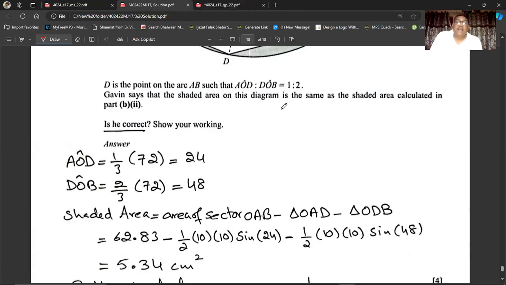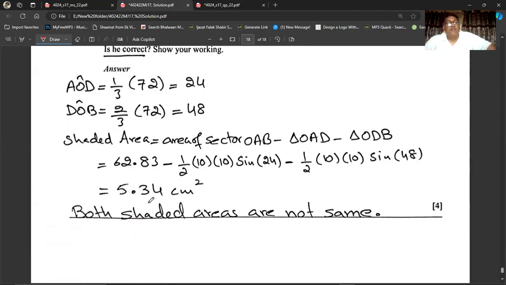Shaded area will be the area of the sector OAB minus the area of the triangle OAD minus the area of the triangle ODB. So it will be 62.83 minus 1 by 2 into 10 into 10 into sine 24 minus 1 by 2 into 10 into 10 into sine 48. Just enter them in your calculator. You will get 5.34. So the area of this shaded region is 5.34.